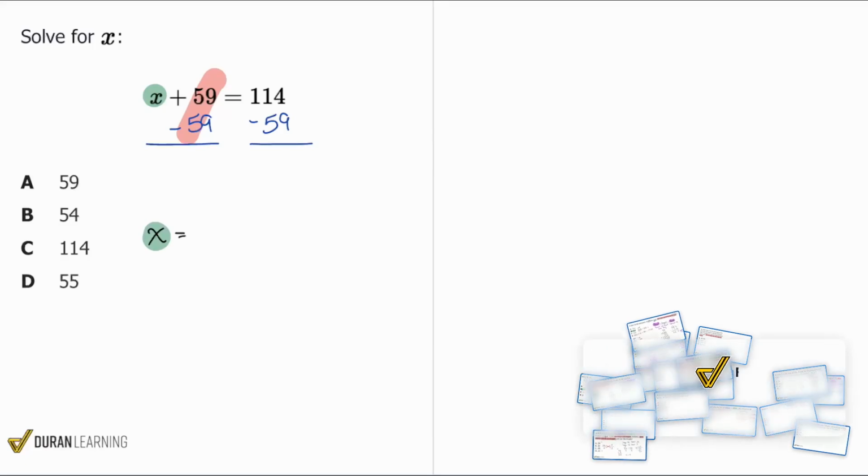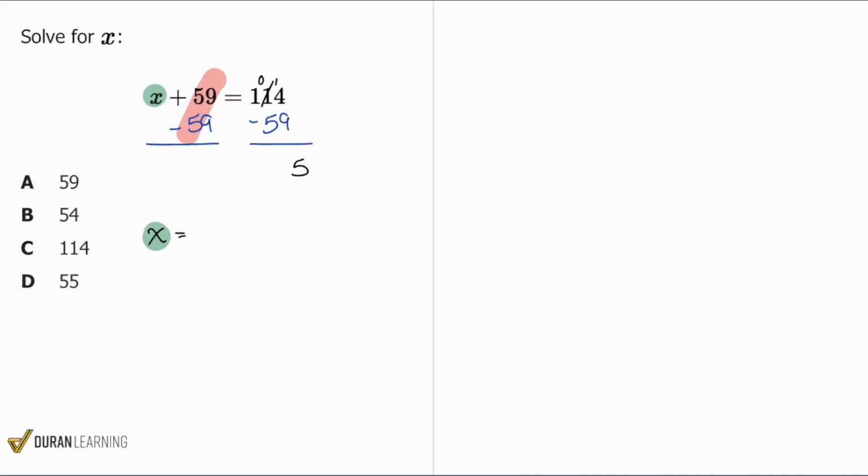And then when we take a look at 114 minus 59, we're going to have to do a little bit of borrowing. Borrow from the 1 to make it 14, and that's going to end in a 5. And then we have 10 minus 5 right there, and that ends up being 5. So there we go. We have x equals 55, and that's pretty much it.